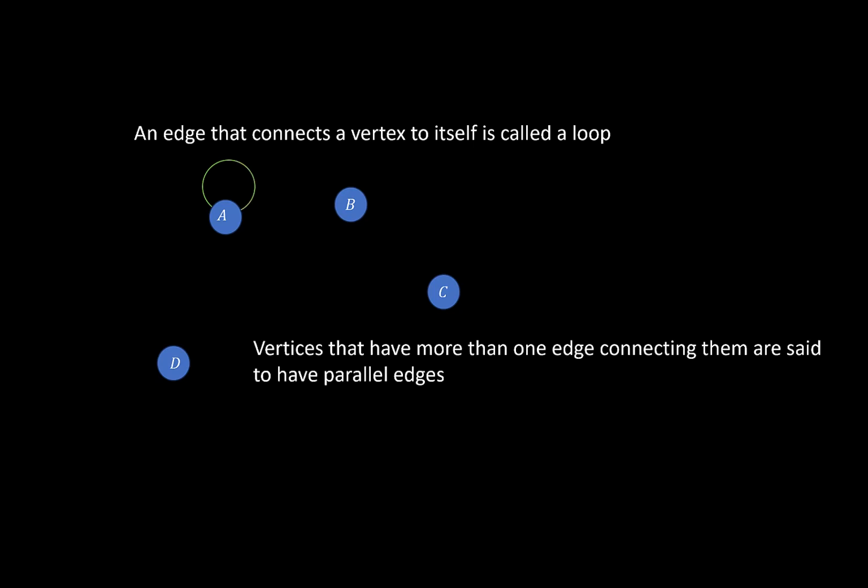Let's talk about a few distinctions in graph theory that are different than how you've used points in algebra and in geometry. When we have an edge that connects a vertex to itself, we call it a loop. Vertices that have more than one edge connecting them are said to have parallel edges. Notice that edges in a graph don't have to be straight. We can have lines, curves, or circles.